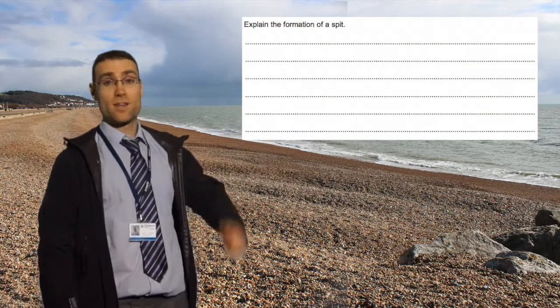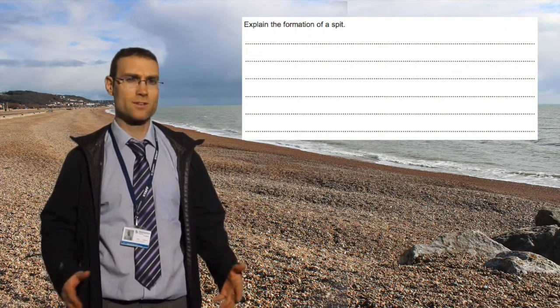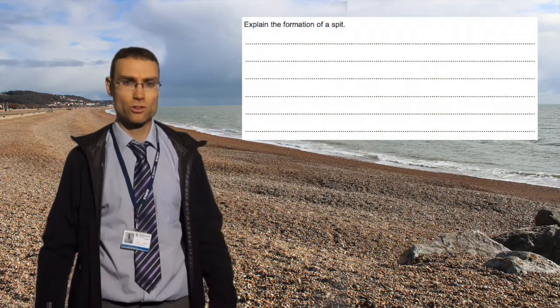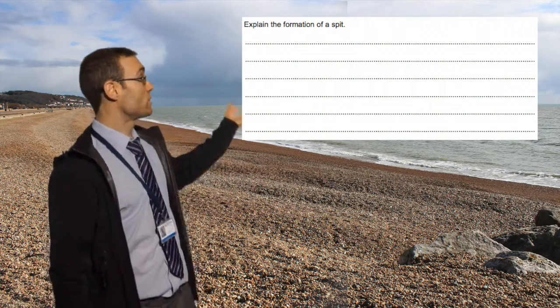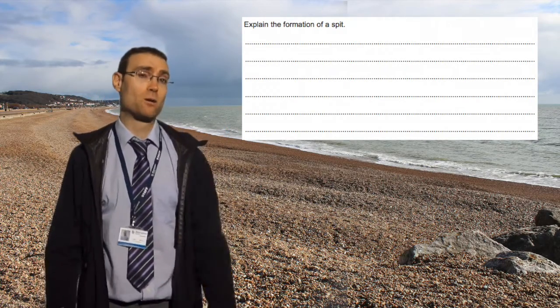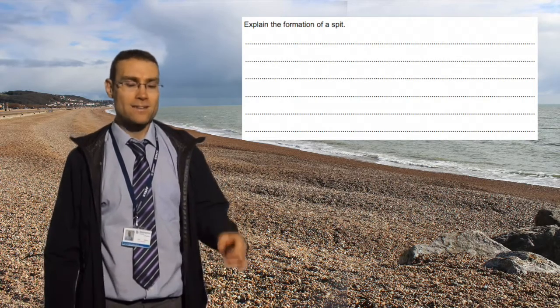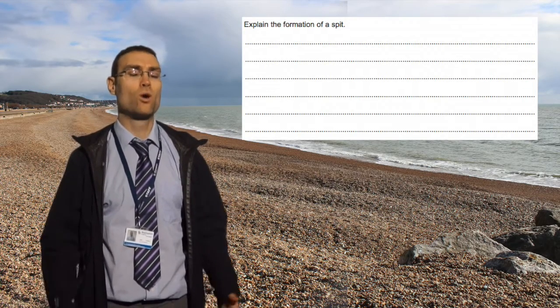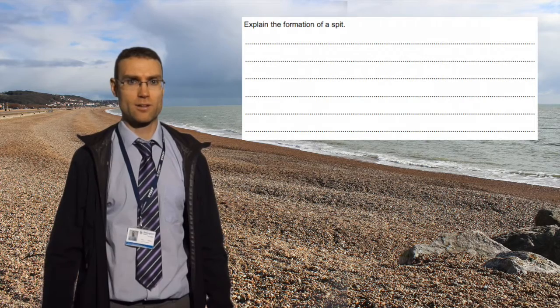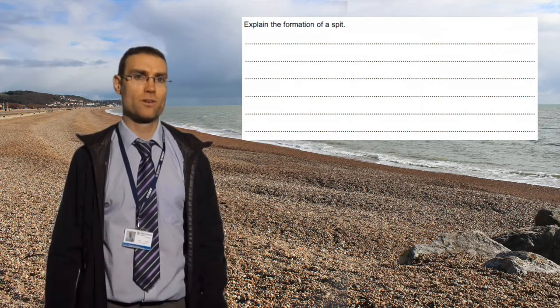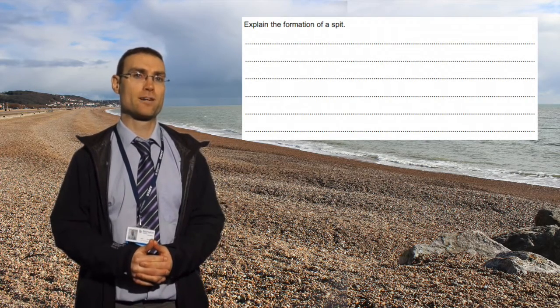Behind me is another exam question, and you'll notice that it doesn't mention anything about longshore drift. However, for a question like that, we need to know a little bit about it. So, as ever with a formation question, I always think it's a good idea to draw a diagram. So, I'm just going to go off now and show you how to draw a diagram.